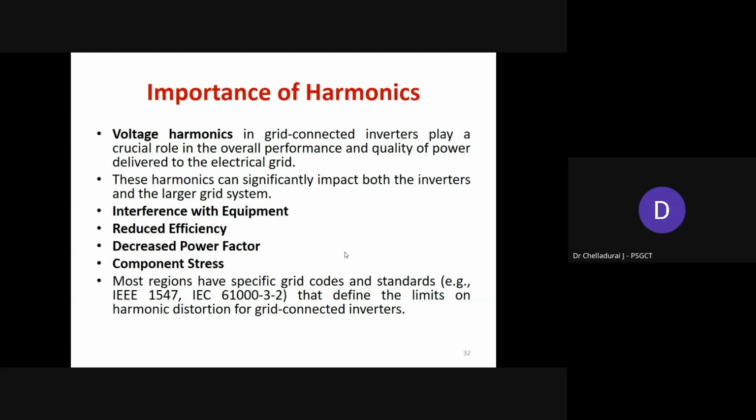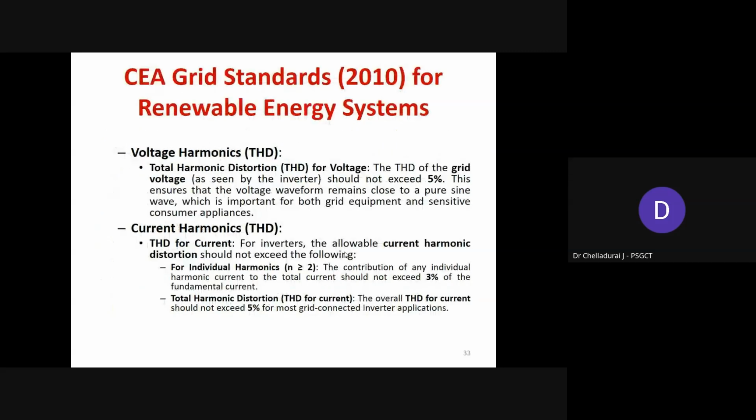In most regions, the grid codes specify the limits. For example, IEEE 1547, similarly IEC 61000-3-2, will clearly indicate the harmonic requirements. And in CEA, Central Electricity Authority, in the 2010 version, the voltage harmonics level and current harmonics level, especially in grid connected systems, is clearly indicated.